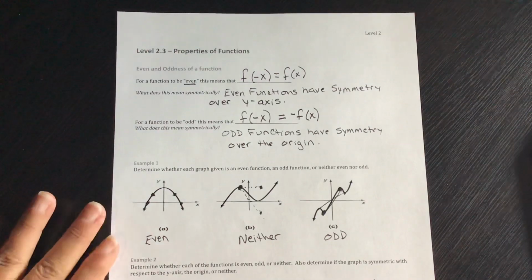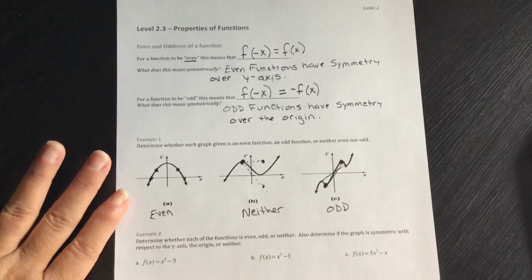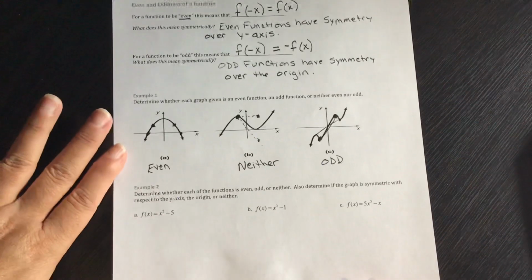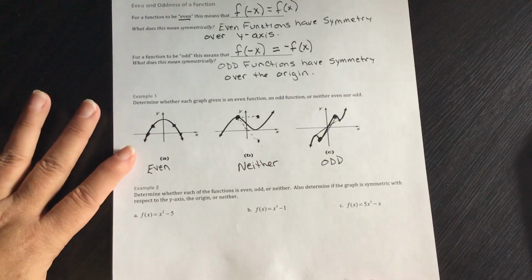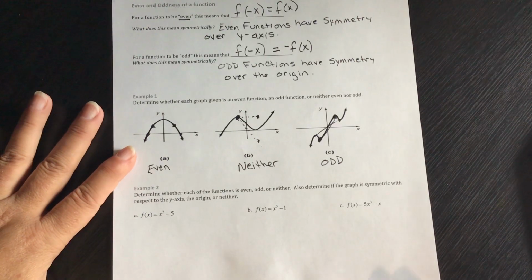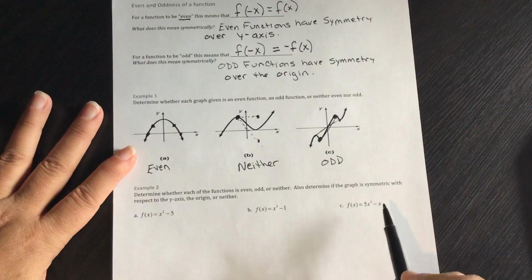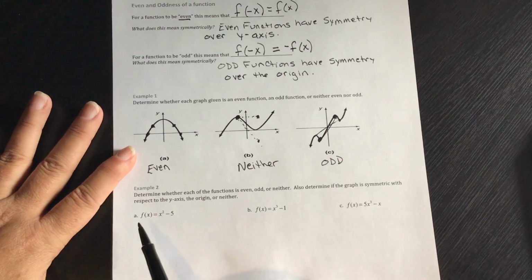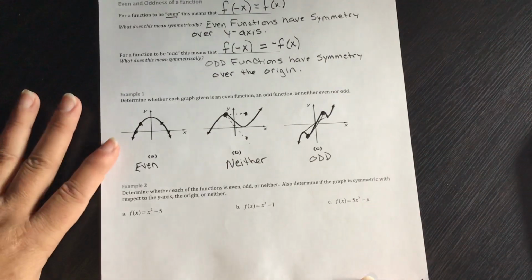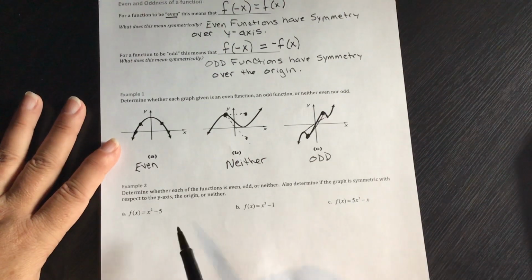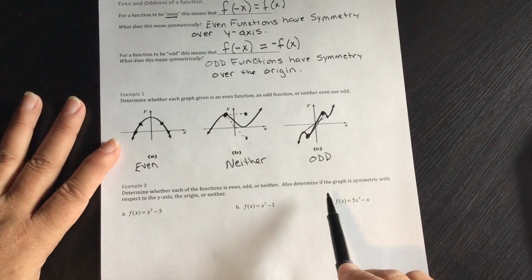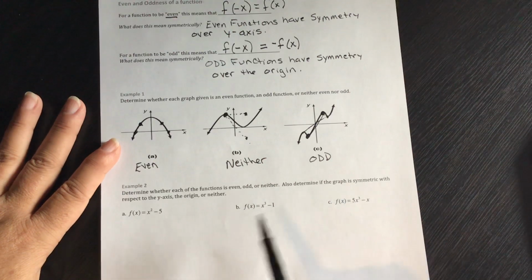In example 2, it says to determine whether each function is even or odd or neither, and also determine if the graph is symmetric with respect to the y-axis, the origin, or neither. All right, so even though they're asking us to determine two different things, they're actually the same thing.